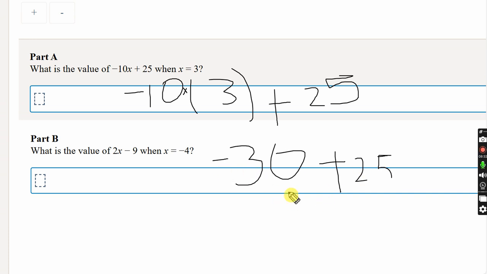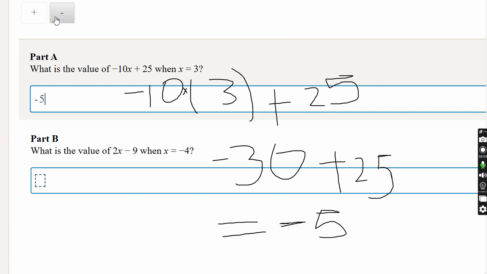Which number is larger? 30. Just disregard the signs for the moment and see which number is bigger. Which number is bigger? 30. So you'll put the sign of the 30, minus, and you'll subtract them, right? Different signs, you subtract. So you'll get minus 5 here. Okay, let's go to the next one.